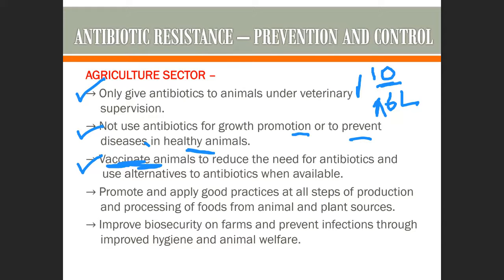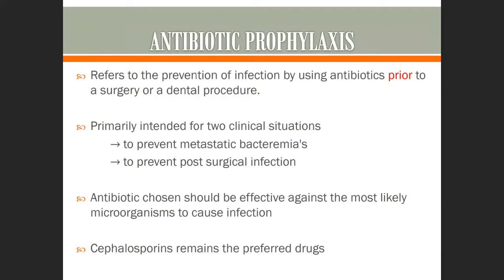And promote good practice in all the steps of production and processing of food from animal and plant sources. So we are promoting proper and good production of animal and plant sources. Improve biosecurity in the farms and prevent infections. The last is prophylaxis.